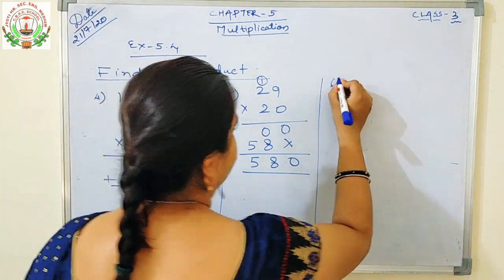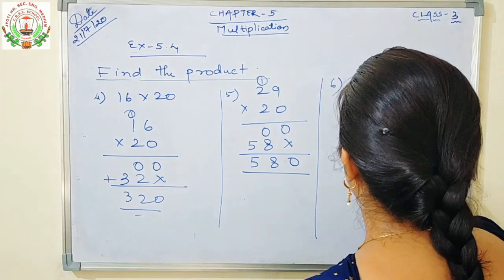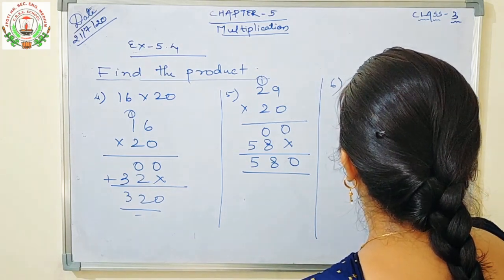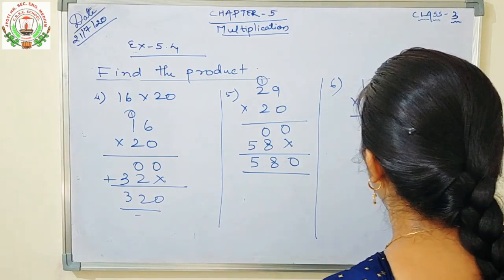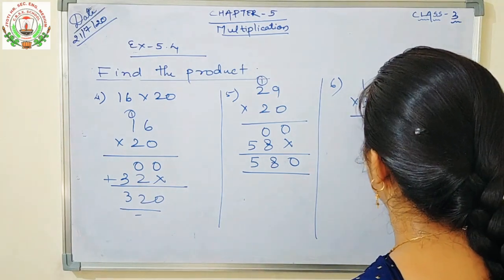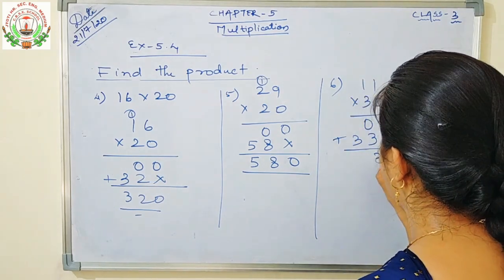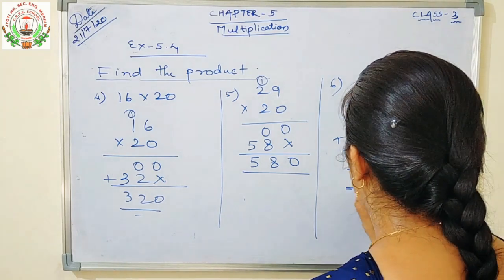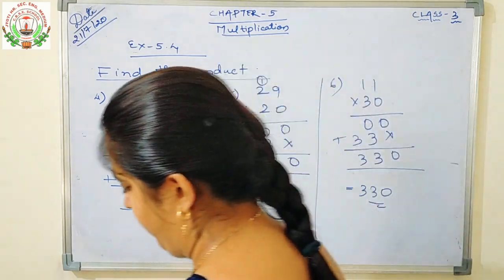Number 6, 11 into 30. 0 1s are 0, 0 1s are 0, 3 1s are 3, 3 1s are 3. Now you will add this 0, 3, 3. So what is the answer? The answer is 330.